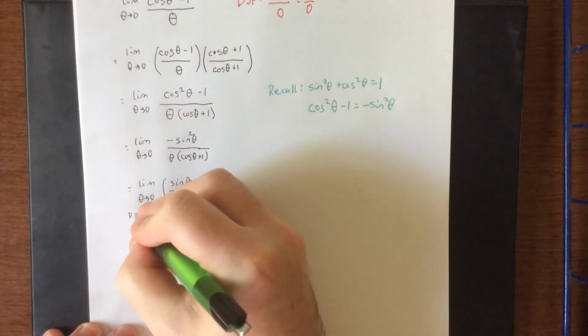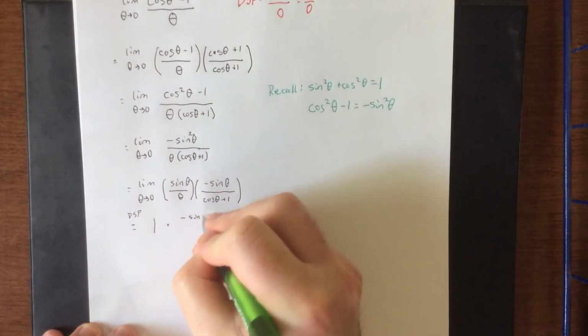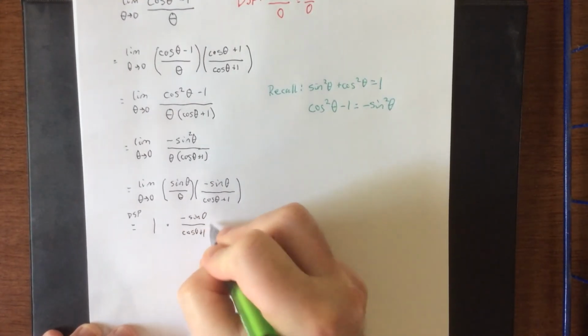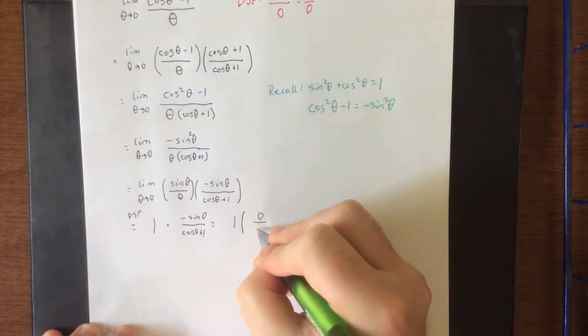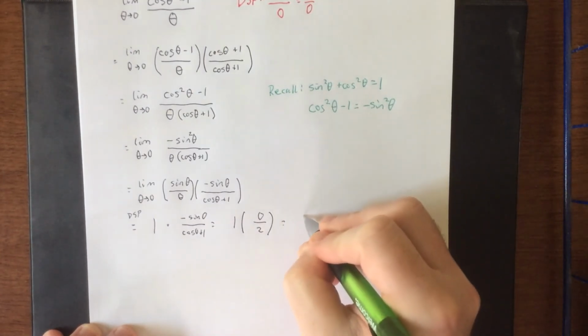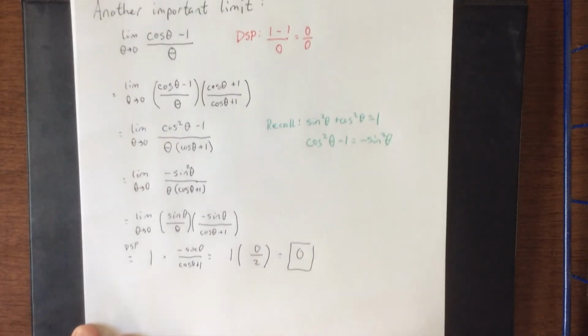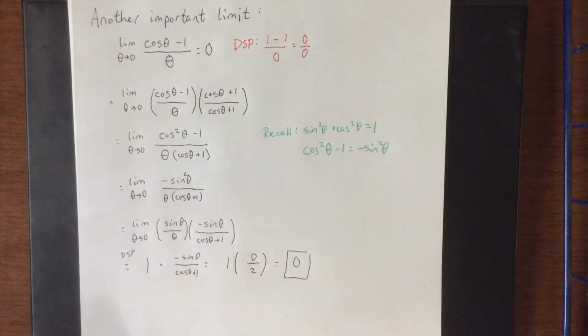Times, and if I use the direct substitution property for the other part, that'll be the negative sine of 0 over the cosine of 0 plus 1, better known as 1 times 0 over 2. Good news is there is a 0 in there, so that is going to wind up being equal to 0. So we are going to see this limit show up a couple of times as we are coming up with derivatives of the sine and cosine.